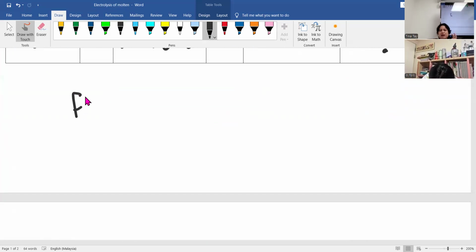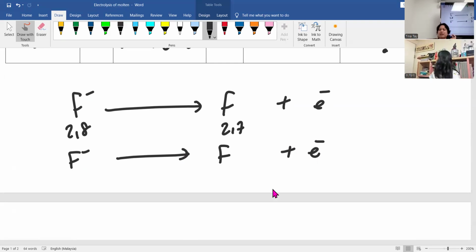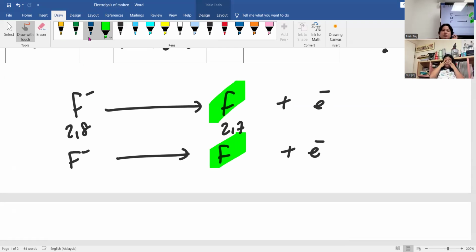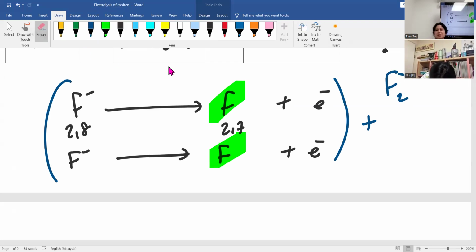This fluoride is 2,8. It releases one electron to become 2,7. Another fluoride ion releases one electron to become a fluorine atom. This and this will automatically join together. So all I'm doing is taking these two equations and adding them together. So it is F negative and F negative cannot magically form. Where got such thing like that? Doesn't make sense.